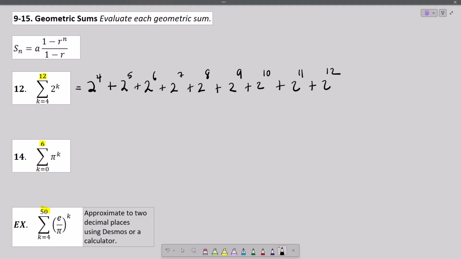Another way to do it in your mind, if we started at 1, if we went from 1 to 5, how many terms would there be? 5. If you start at 1, then the upper number is exactly how many terms there are. So you could think in your mind, what do you do to this 4 to get to 1? Subtract 3. So then you could subtract 3 from the 12 and get 9. So there's a couple of ways to get the number of terms.